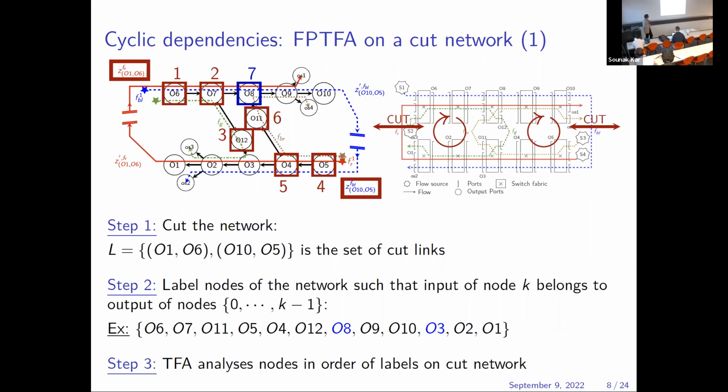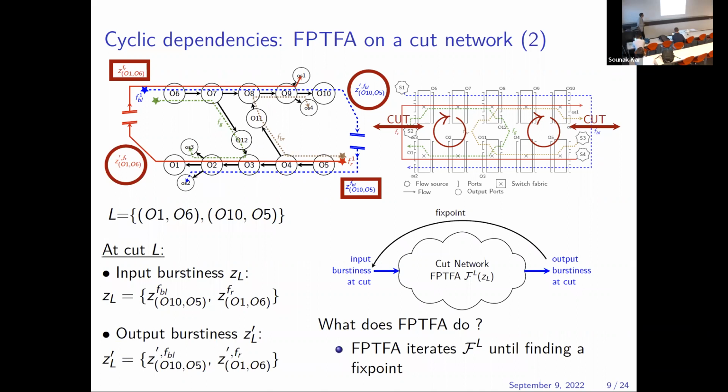And here the node O8 depends on nodes O11 and O7. So the label must be higher than O11 and O7. So we continue to label all the network until reaching the end of the cut network, which is non-cyclic. And then we perform a TFA analysis node after node in the order of the label on the cut network. So we have an input burstiness at the cut, ZL. Then we have a function FL, which performs a TFA update of the burstiness and the delay.